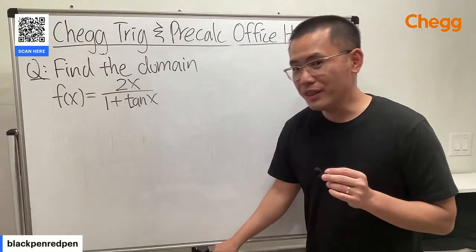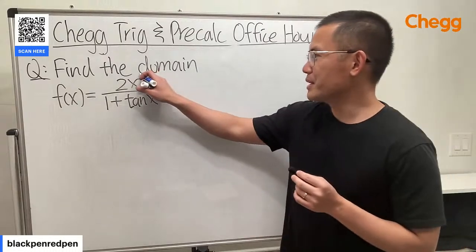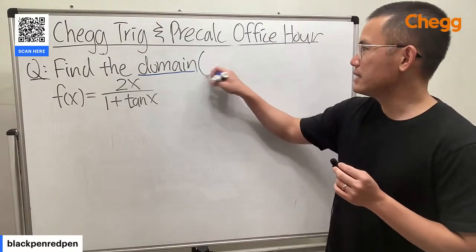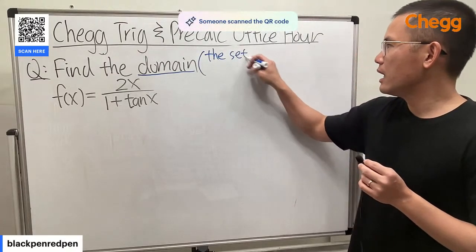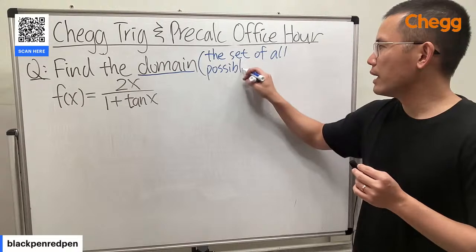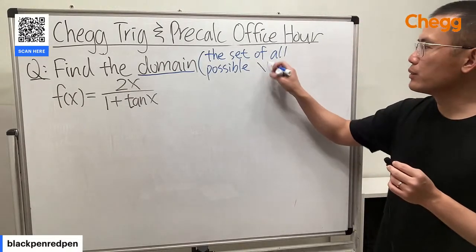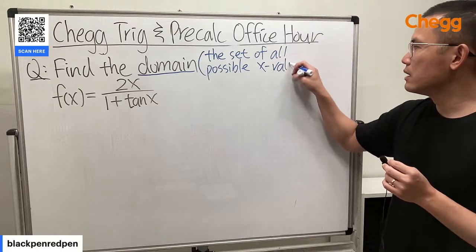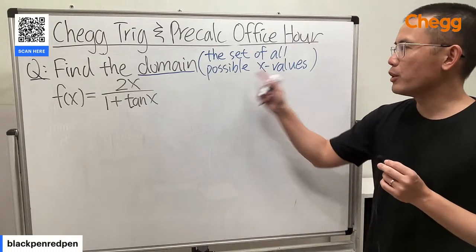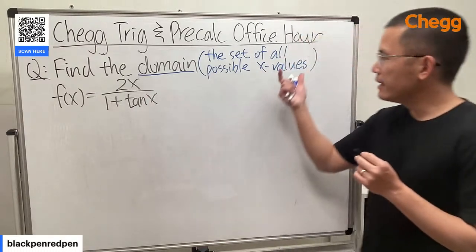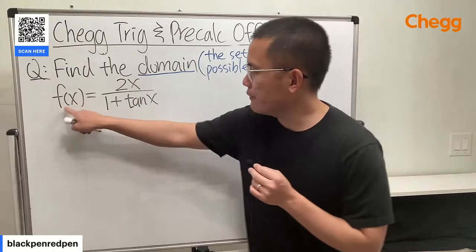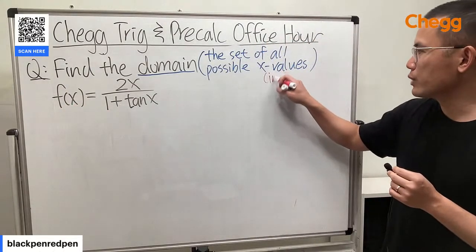Okay, find the domain. One of the hardest questions, right? Because you have to know what the domain is. I'm going to write this down for you guys. Domain is the set of all possible x values that we can use for the function. And the x values are the input of the function. You see, f of x, x is the input. So sometimes I will also write it as input.